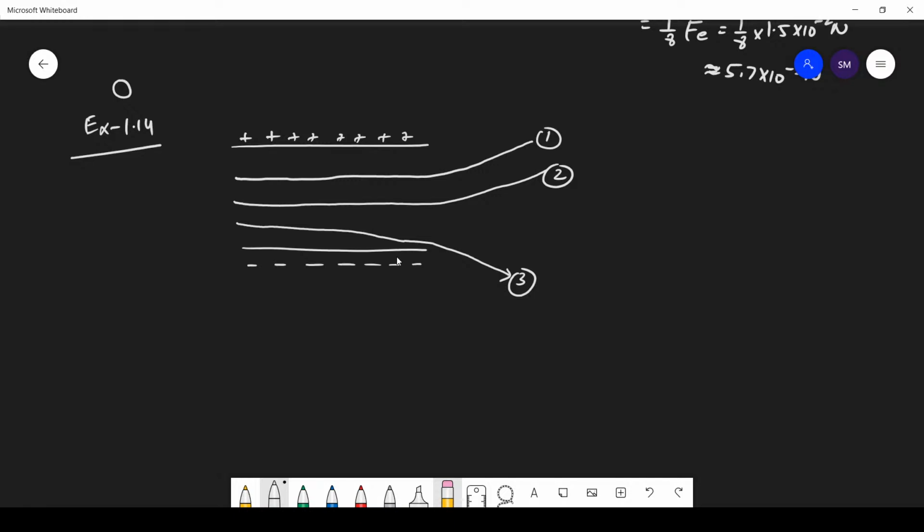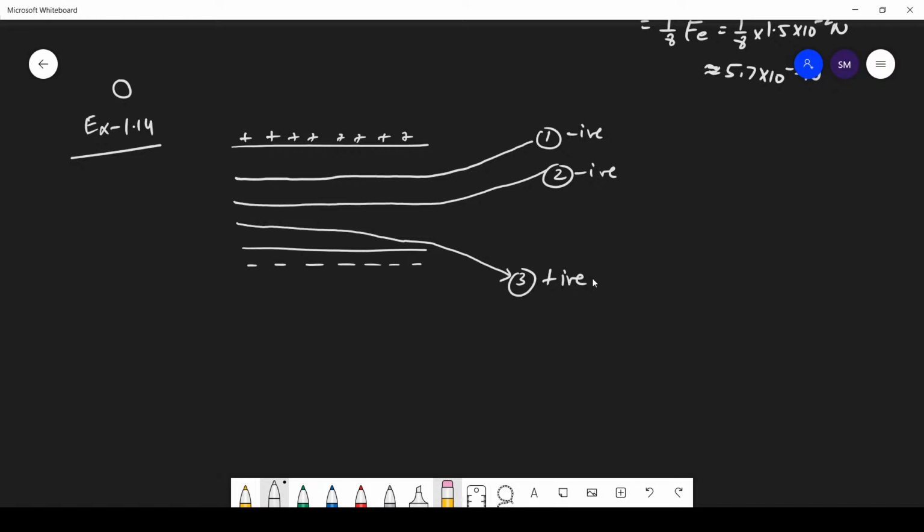So you need to give the sign of the 3 charges. Obviously 1 and 2 are attracted towards the positive plate, so they are negatively charged, and 3 is attracted towards the negative plate, so it is positively charged.